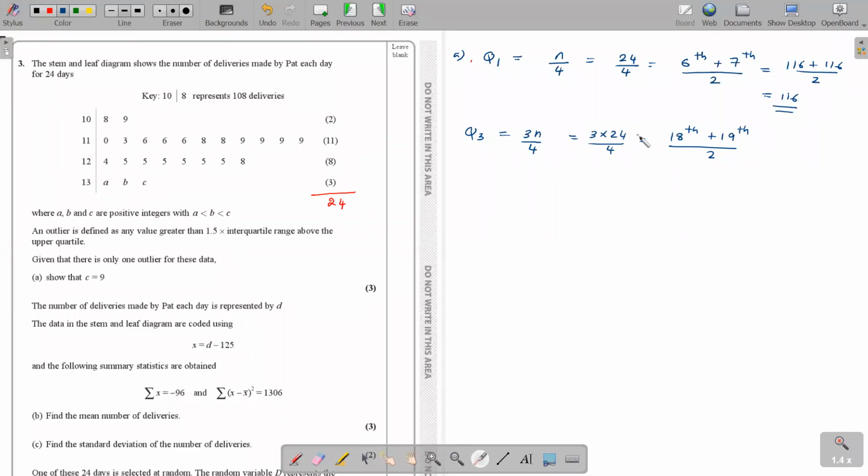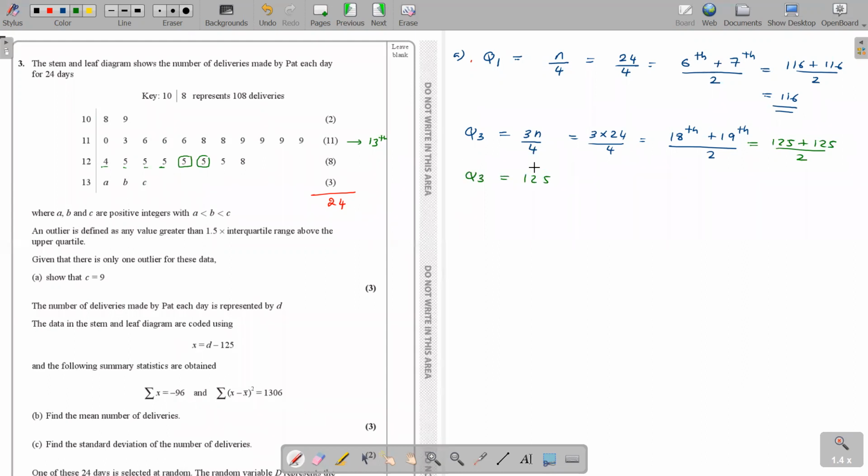So go to the 18th and 19th term. Here I have 11, then 2 terms, so 11 plus 2, there are 13 terms here. Then 14, 15, 16, 17. So this one is the 18th and this one is the 19th. Both are 125. Do you agree with me? Since both are 125, your Q3 will be 125.